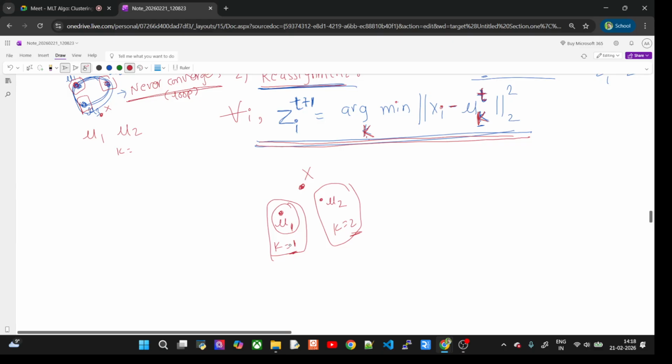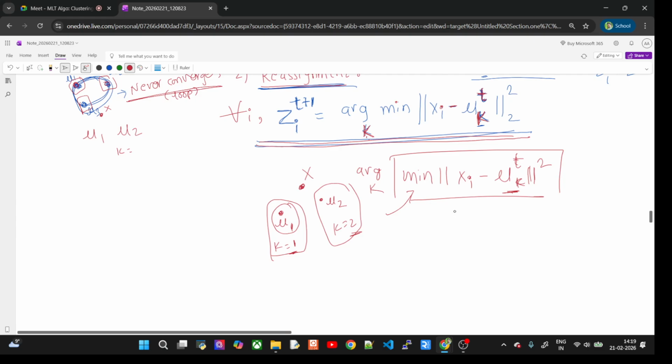Give me the value of k which gives me the minimum value of xi minus mu t k whole square. That's why I need the argument k which gives me the minimum value of xi minus mu t k whole square. And mu t k means what? This is the mean of the cluster where you belong.